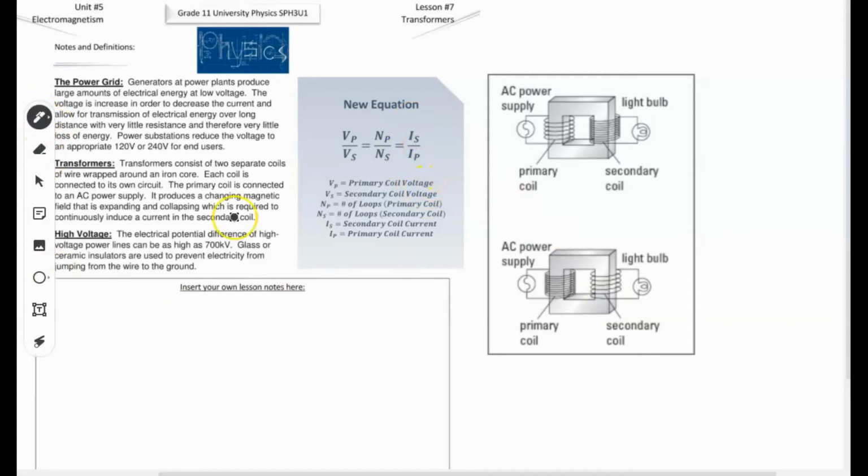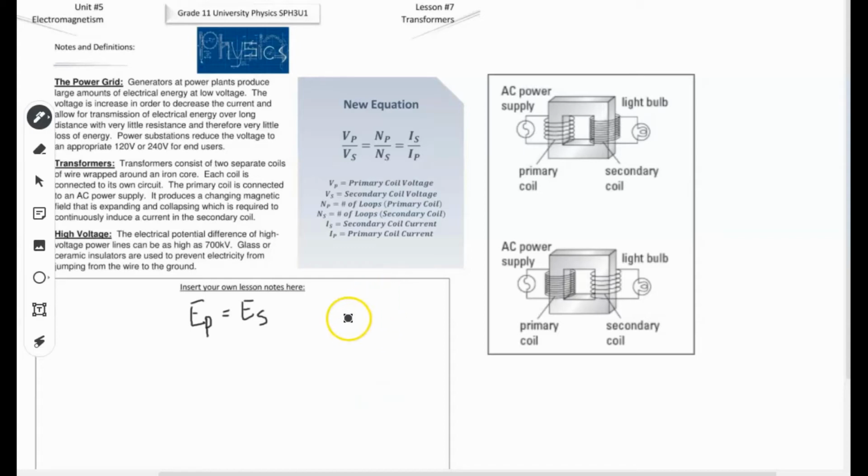Okay, well, what happens to current? So I'm going to write some things down here. Remember that energy always has to be conserved. So what does that mean? That means the energy that goes through our primary coil must be equal to the energy that goes through the secondary coil.